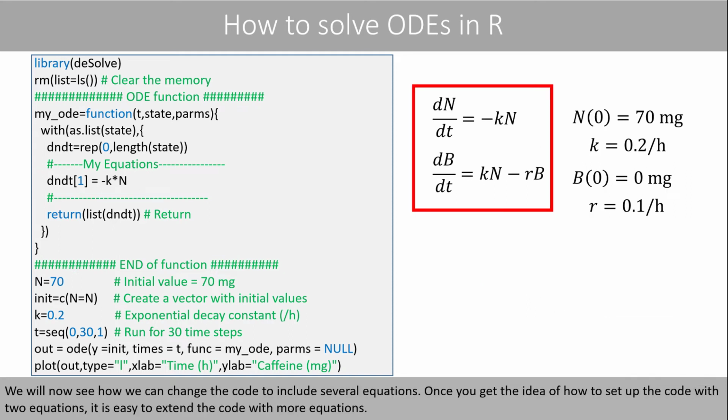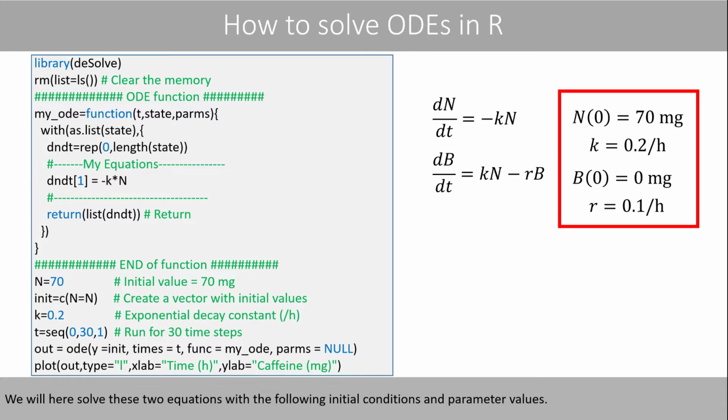We'll now see how we can change the code to include several equations. Once you get the idea of how to set up the code with 2 equations, it is easy to extend the code with more equations. We will here solve these 2 equations with the following initial conditions and parameter values.